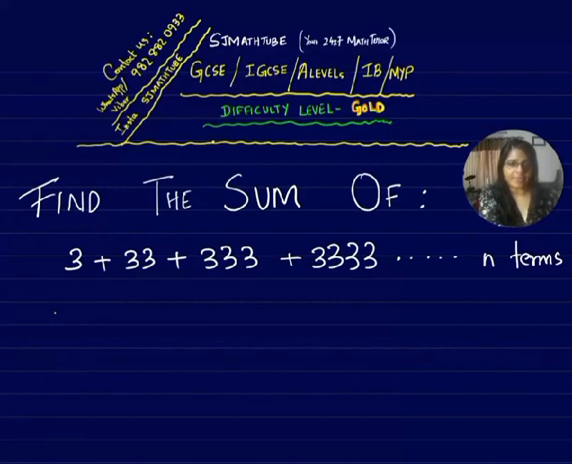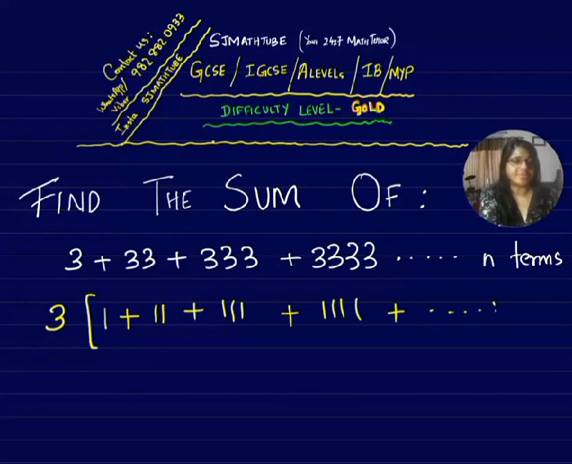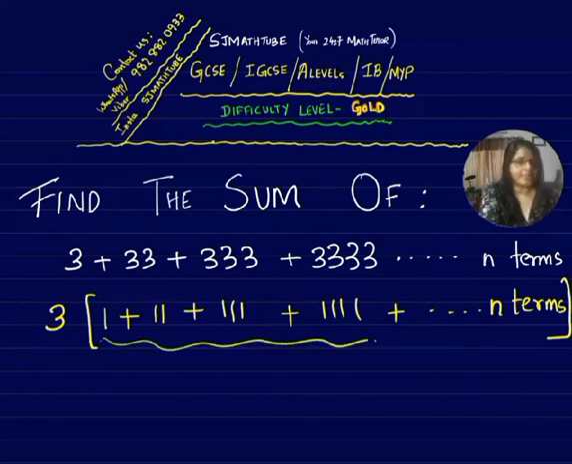The first thing you have to do is take 3 common out. So this will result in 3 times 1 plus 11 plus 111 plus 1111 plus etc., up to n terms. If it was 7 plus 77, then you would take 7 common and end up with the same pattern. I hope you got the point.